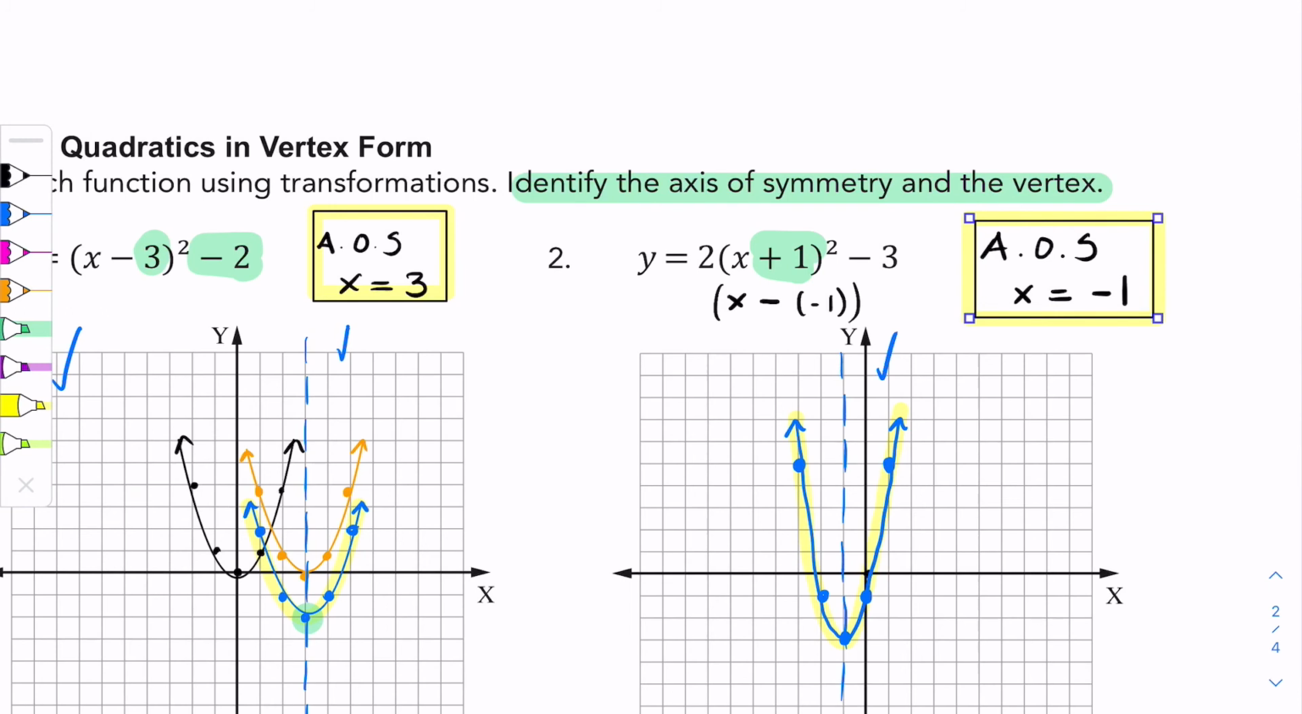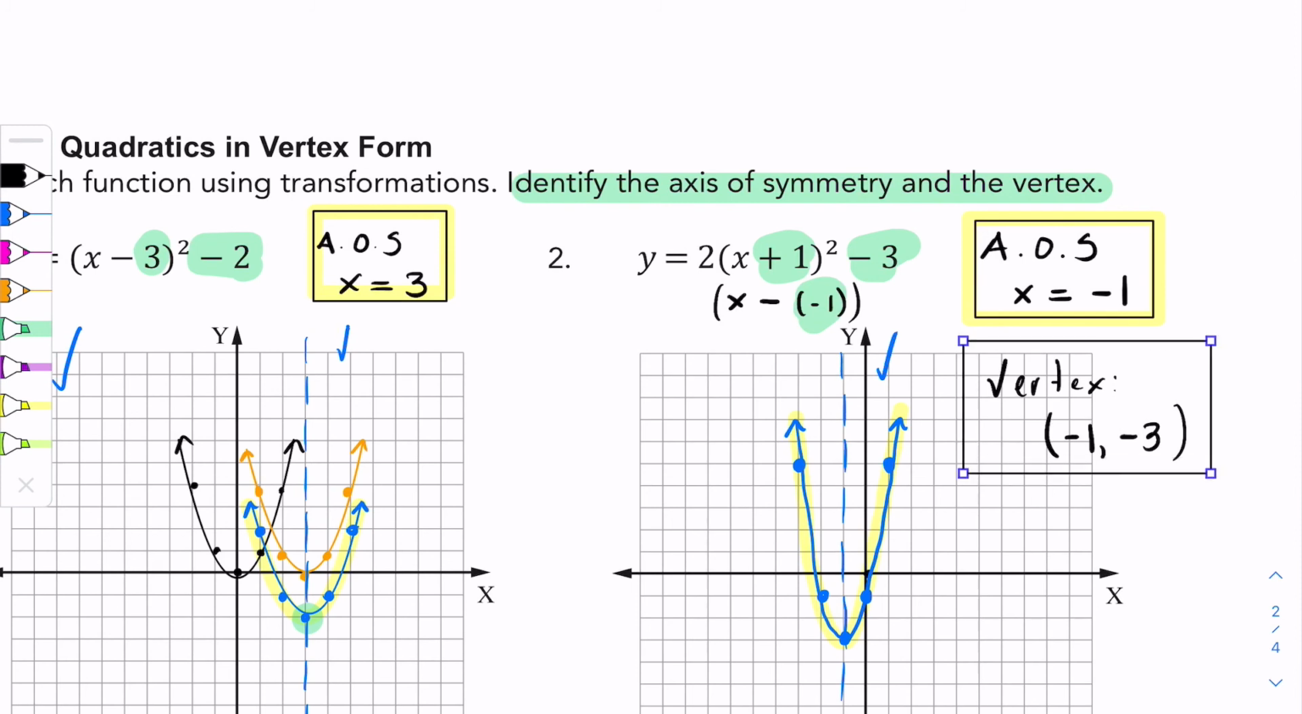And our vertex is always found by h comma k. Our h value is negative 1. Our k value is negative 3. So the vertex is at negative 1, negative 3. We need to check this on the graph. Negative 1, negative 3 is correct. So this is our final vertex.